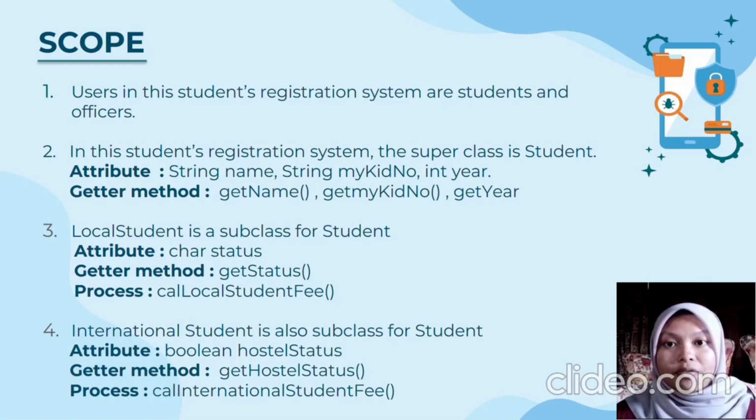Number 3, local student is a subclass of student. The attribute is char status. The getter method is getStatus, and the process is to call the local student fee. Number 4 is international student, which is a subclass of student. The attribute is the hostel status. The getter method is getHostelStatus, and the process calls the international student fee.